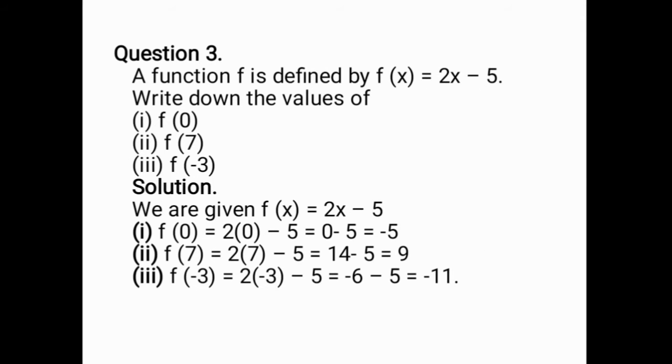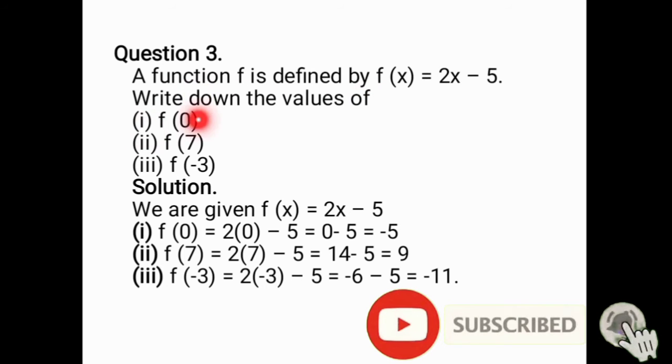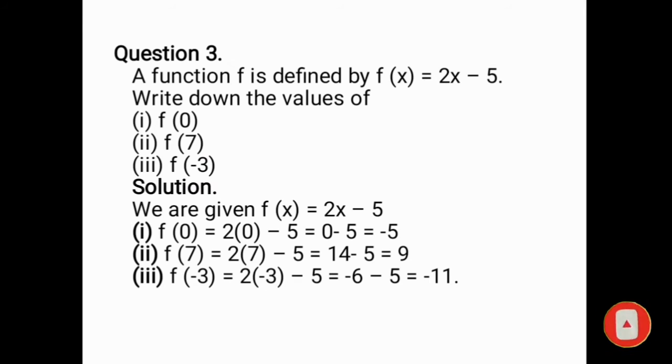Next, question number 3. A function f is defined by f of x equal to 2x minus 5. Write down the values of f of 0, f of 7 and f of minus 3. It's very easy. Simply substitute the x value and you will get the answer.